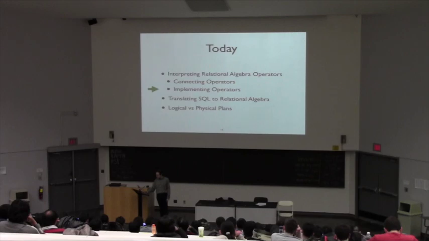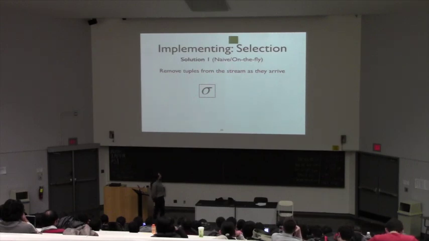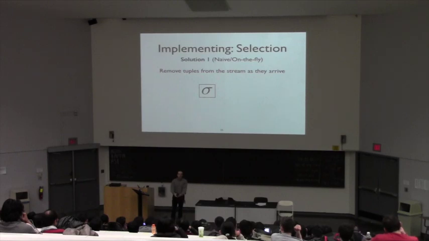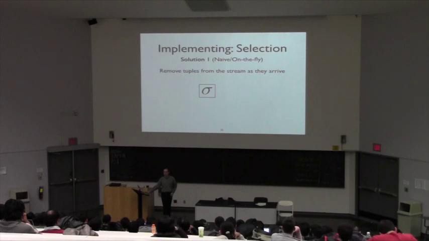So let's get into the actual implementation of the operators. Selection is probably one of the simplest. It gets a stream of input tuples, and any tuple that passes the selection criteria gets passed back. When I write read next tuple, the selection predicate calls read next tuple on its input. If that tuple that gets returned from its input meets the selection predicate, it returns it. Otherwise, it tries again, and it keeps trying until it finds one that matches. This is effectively the approach that the reference implementation takes. Any questions on this?